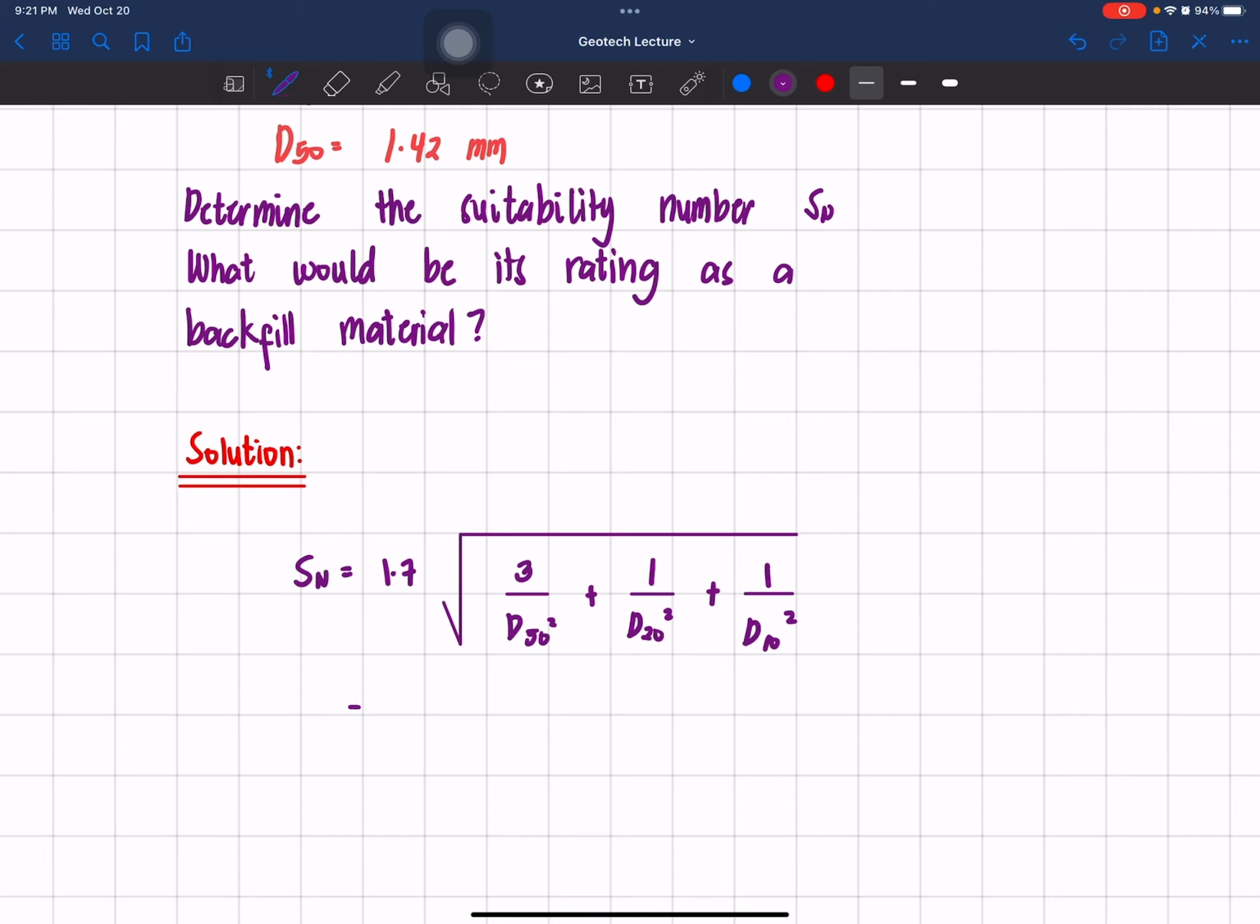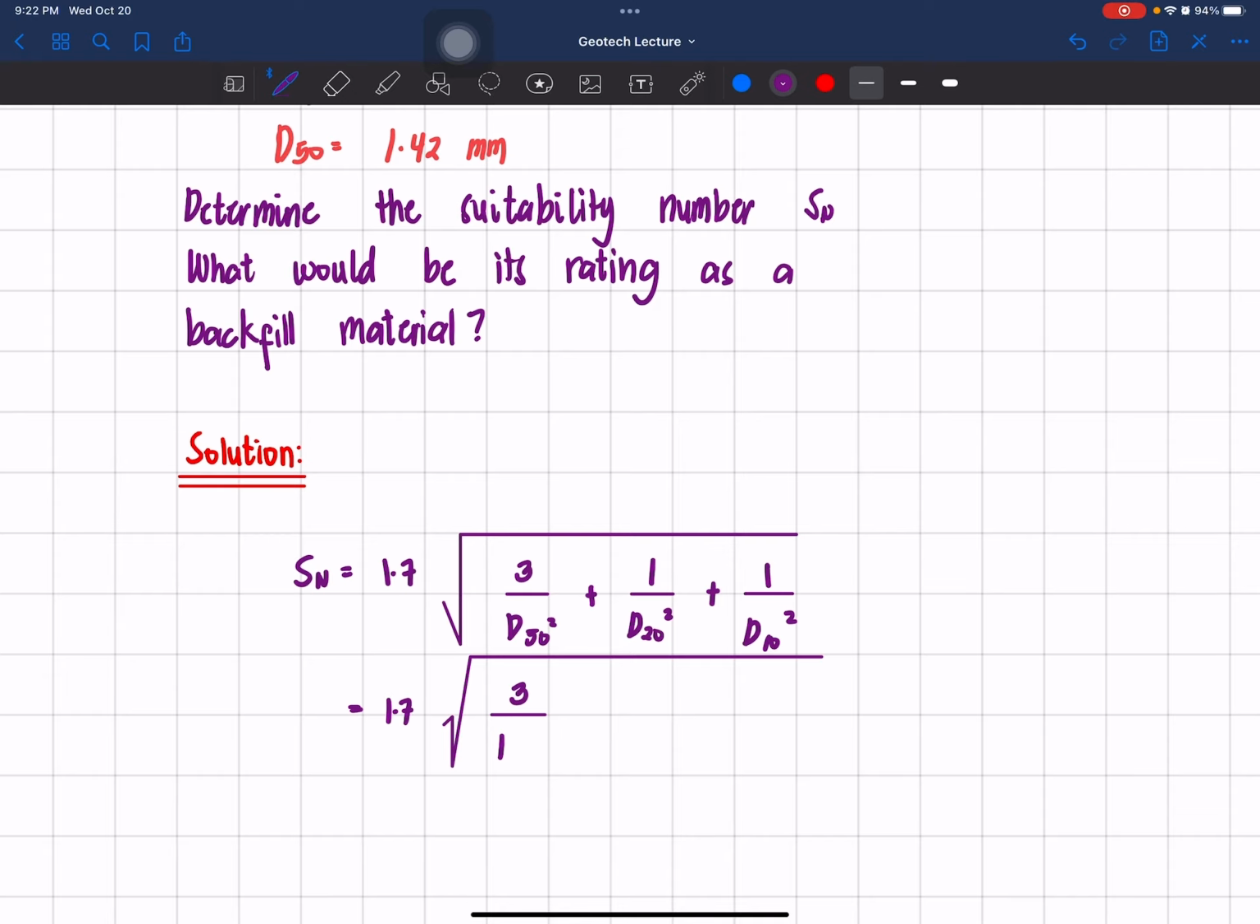What is the suitability number? That's just equal to 1.7. The square root of... Ayan. Runny nose ako, guys. Pagpasensyahan nyo na, this is really inappropriate, pero wala na akong magawa kasi I'm not feeling well. Ayun lang. Kinakaya pa naman natin. Okay. Ayan. So, runny nose tayo, guys.